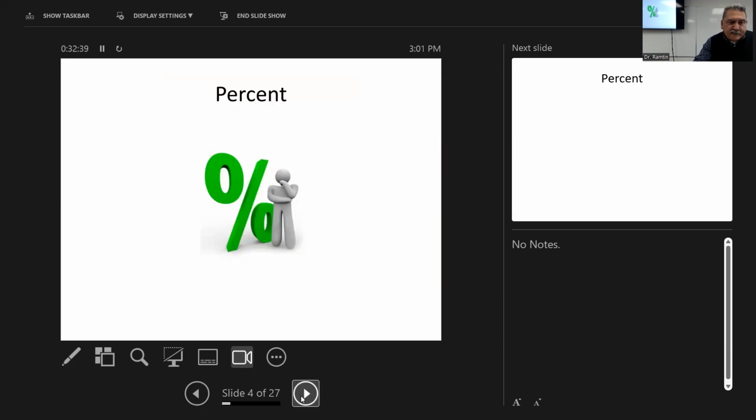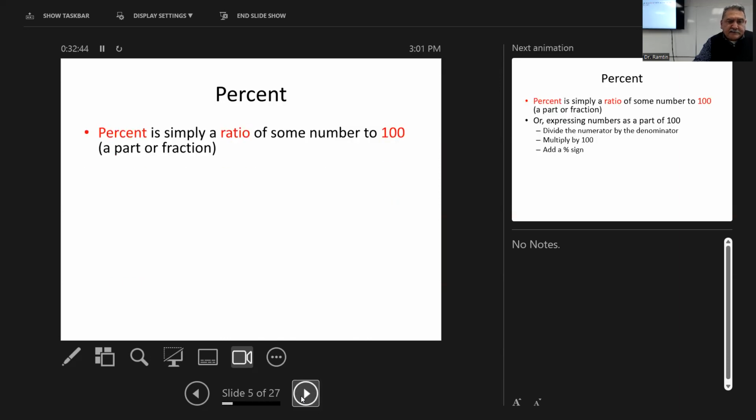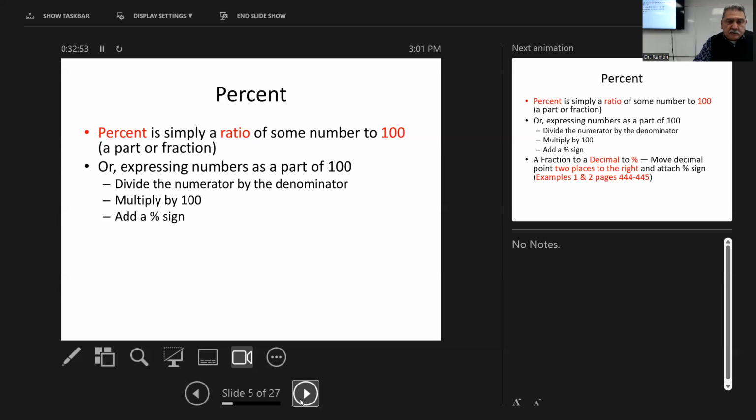We're going to talk about percent and percentage. It's very easy. Basically, when we talk about percent, it's simply a ratio of some number to 100. That's the reason I'm saying it's very easy. In order to express a number as a part of 100, you divide the numerator by the denominator, and you multiply it by 100. For example, if it's 2/4, 2/4 would become 1/2, and you multiply it by 100, becomes 50. So 50%. You add the percentage sign.